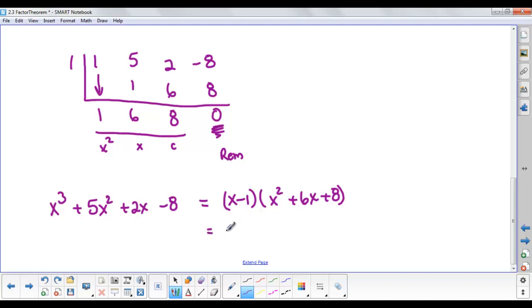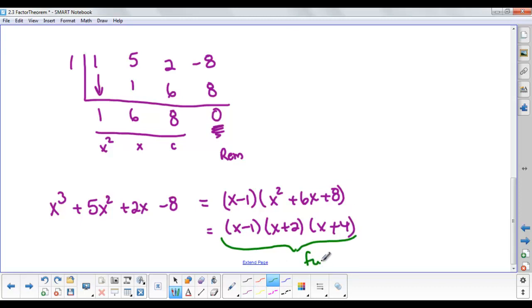That makes life a little bit easier because now we can take the quadratic and factor it further. So think of two numbers that multiply to -8 and add to 6. And we get x plus 2 and x plus 4. So this is as far as I want you to go. You must break it down so that it's fully factored.